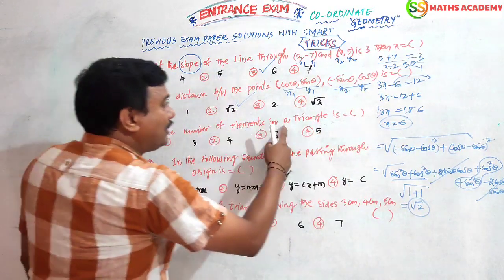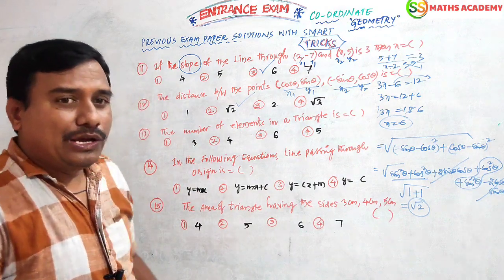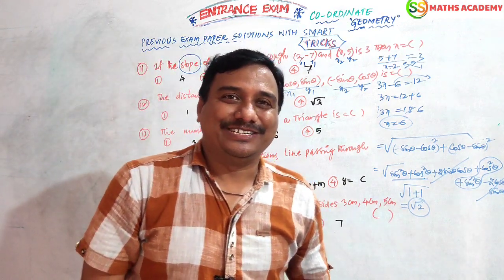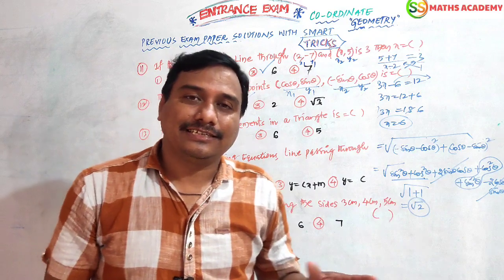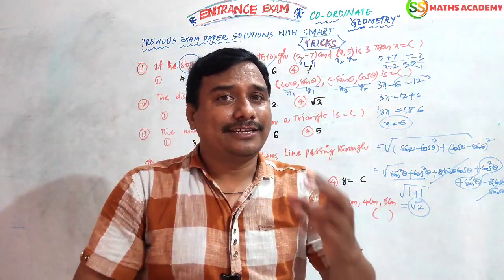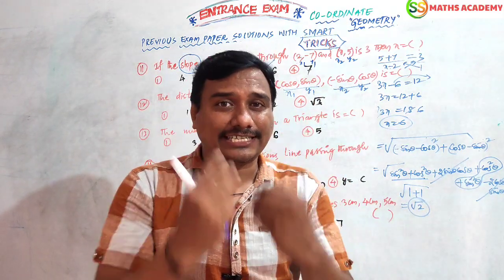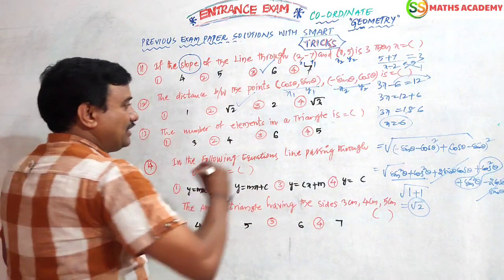Next, the number of elements in a triangle. Okay, elements means it's not chemistry. In a triangle, 3 sides, 3 angles. How many elements? 3 sides, 3 angles. Total 6.